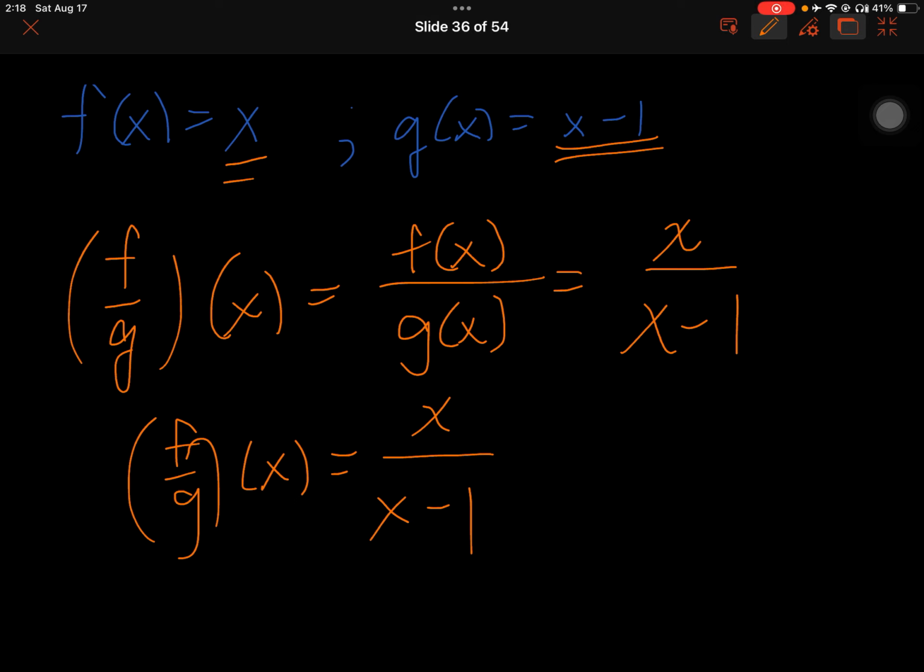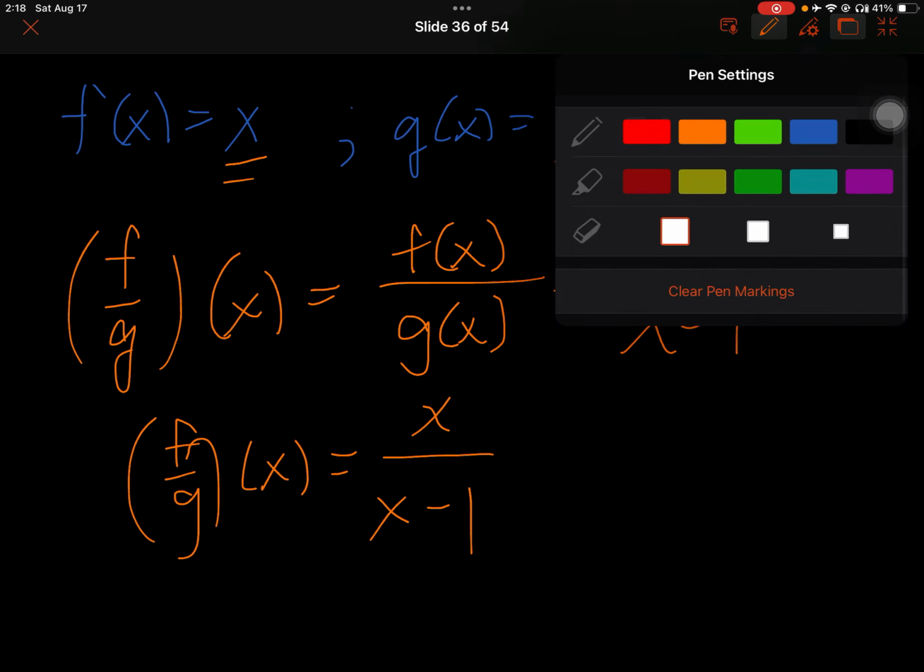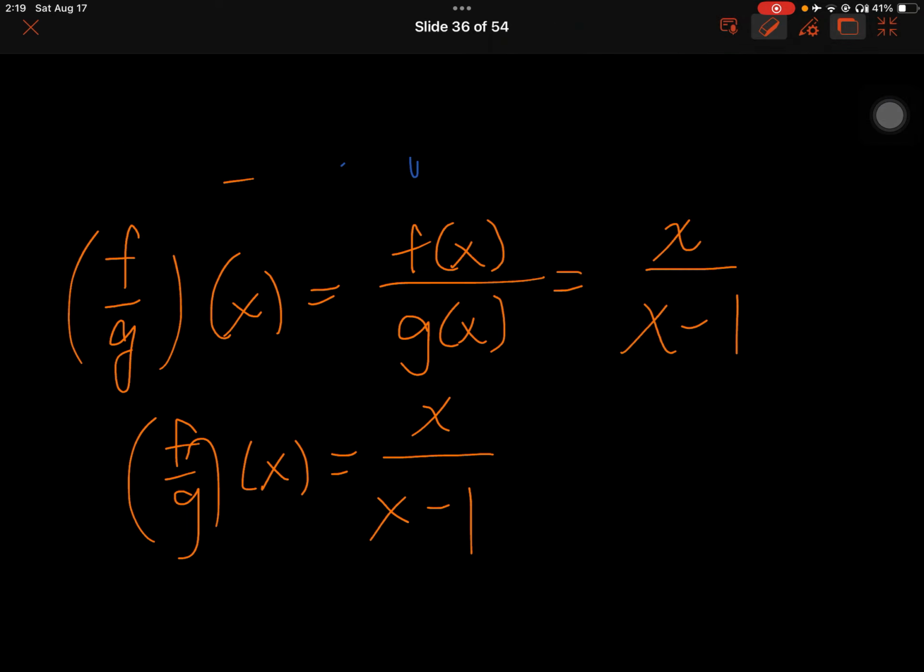Okay. So let's proceed with another example for the operations on functions. Let's say we have f of x is equal to x squared minus 4x plus 3. And g of x is equal to x minus 1.